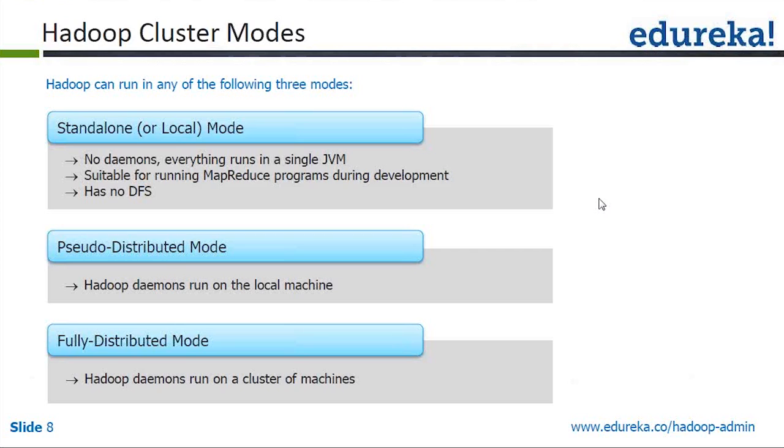Here, a single machine is running all the Java daemons. So basically, this is a simulation of the Hadoop file system, and all the daemons are running on the same system.